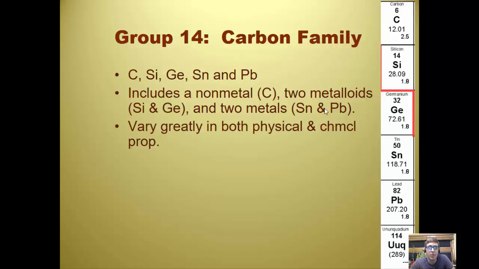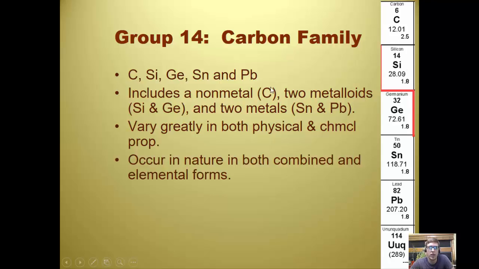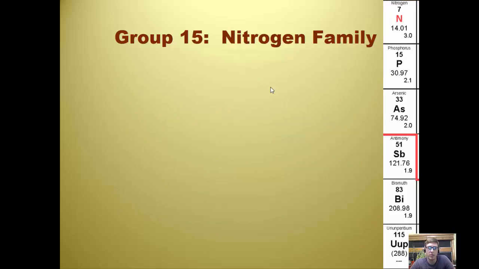They vary greatly in both physical and chemical properties. This one, because there's nonmetals, metalloids, and metals in it, it's very different as you go down the group. They occur in nature in both combined and elemental forms, and they have 4 valence electrons. They are relatively unreactive relative to other elements.